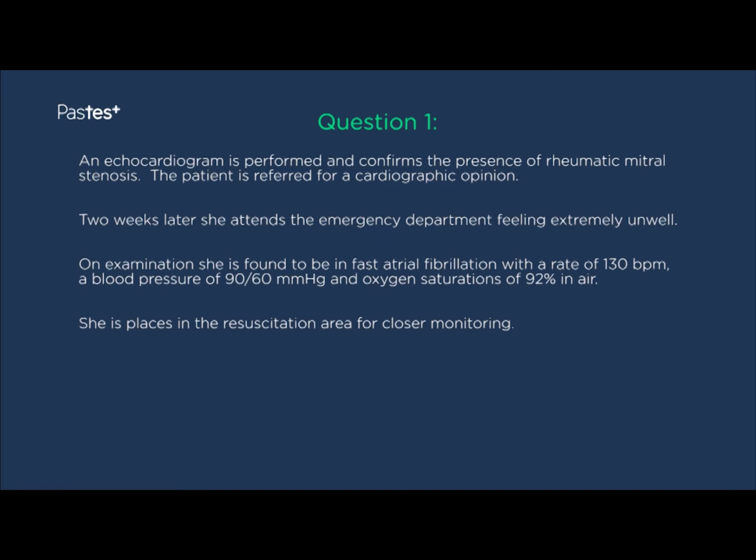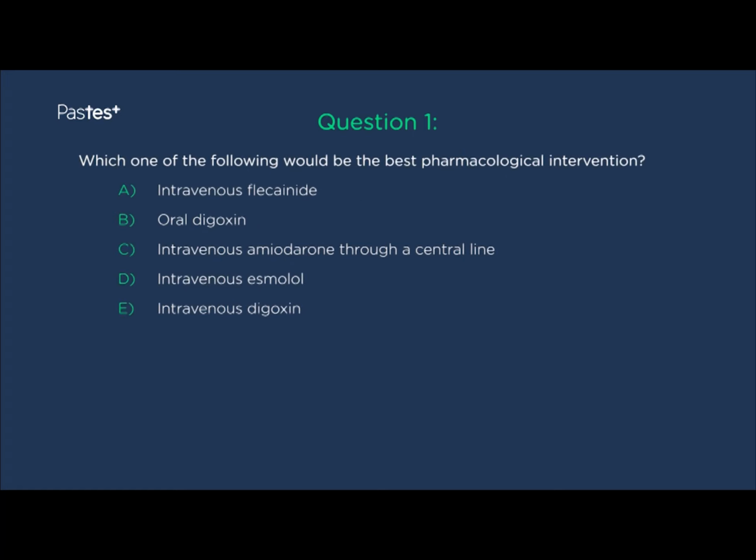2 weeks later, she attends the emergency department, feeling extremely unwell. On examination, she is found to be in fast atrial fibrillation with a rate of 130 beats a minute. Her blood pressure is 90 over 60 millimeters of mercury, and her oxygen saturations have fallen to 92% on air. She is placed in the resuscitation area for closer monitoring. Which one of the following would be the best pharmacological intervention? I'll just give you a moment to consider your options here.